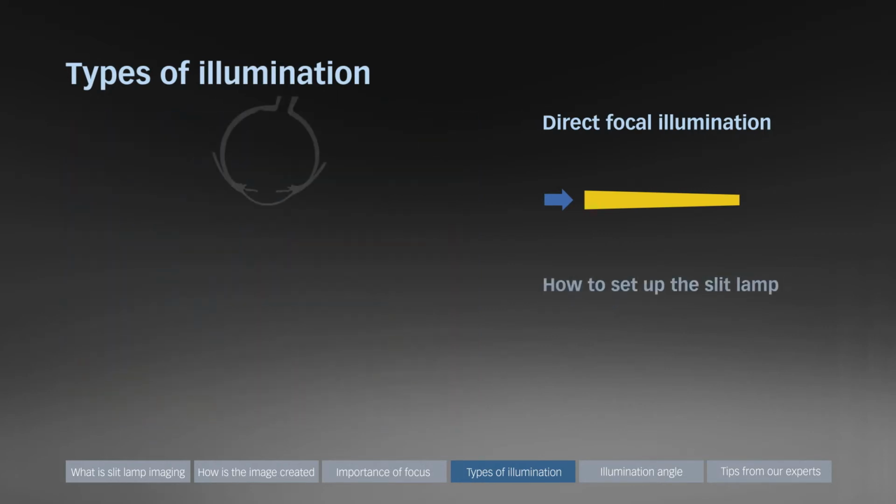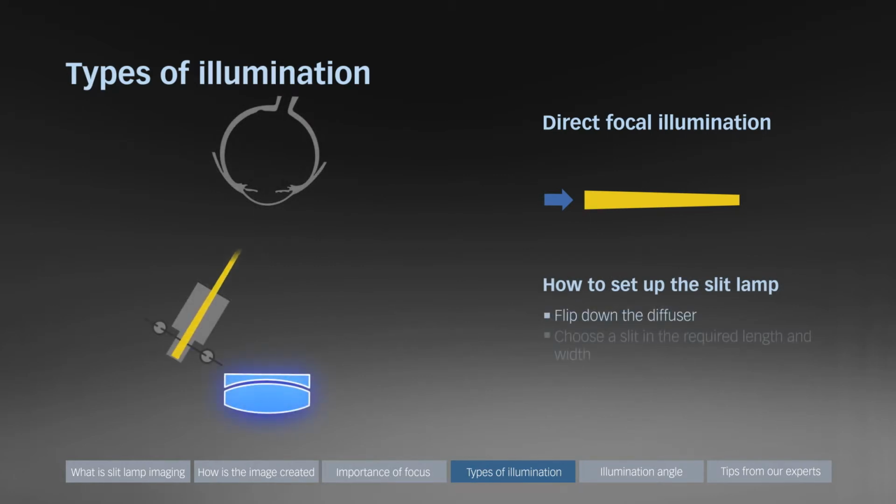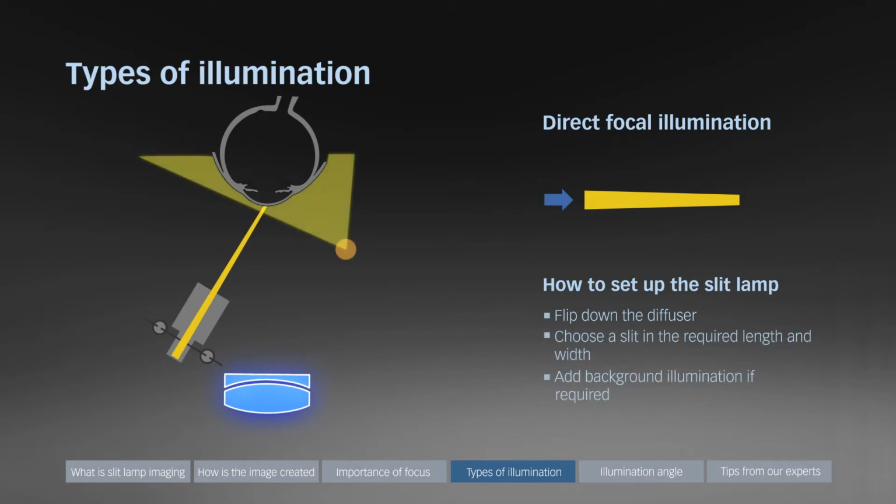To set up the slit lamp for direct focal illumination, flip down the diffuser. Choose a slit in the required length and width, and add a small amount of background illumination if required.